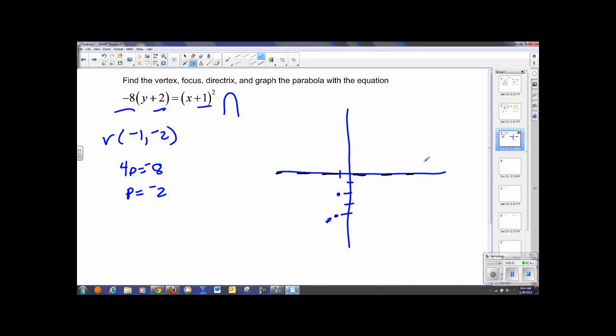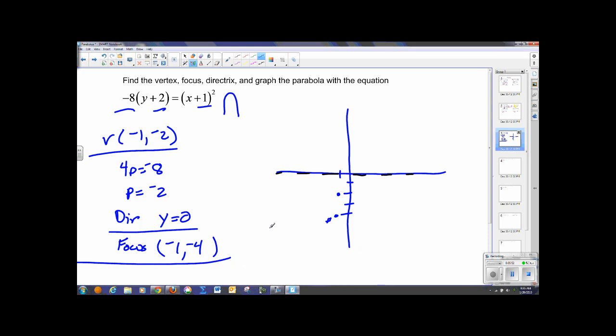The directrix is a line going across the x-axis, if you will. All right, so my directrix is an equation of y equals 0, and my focus is this point down here, which is negative 1 over and 4 down. So I've got my vertex, my directrix, my focus. I just have to graph this.